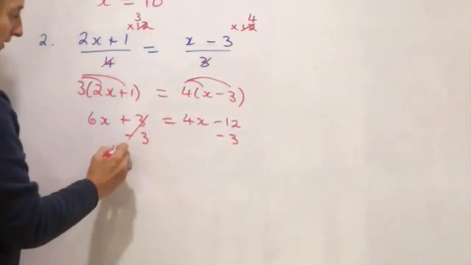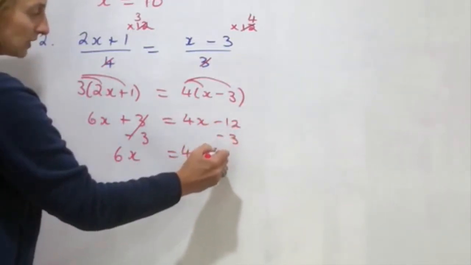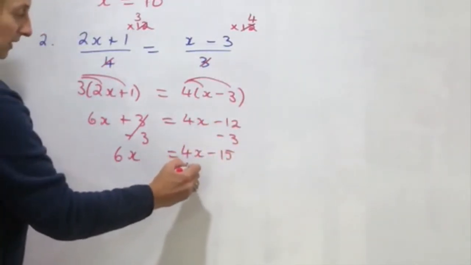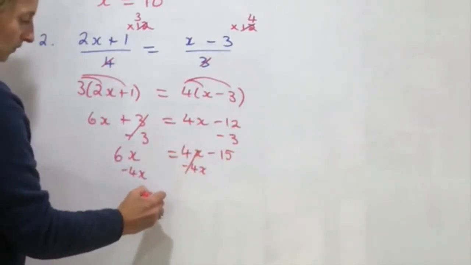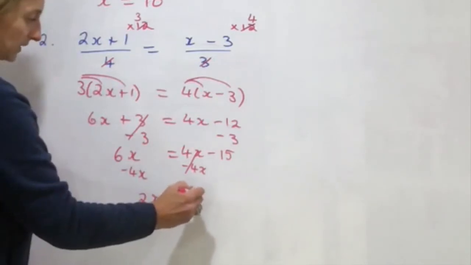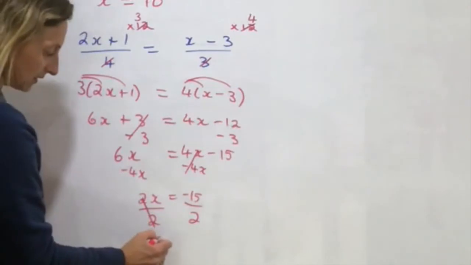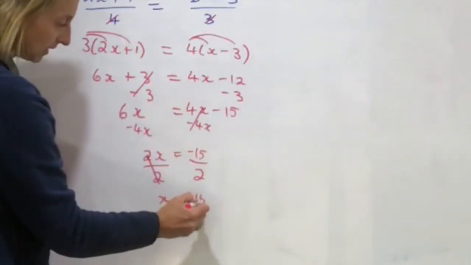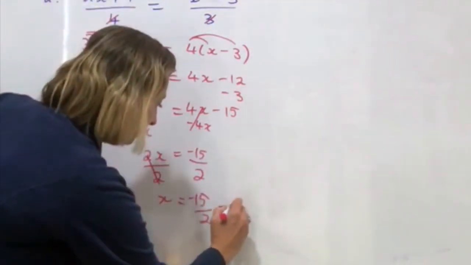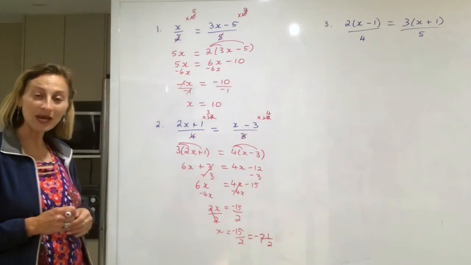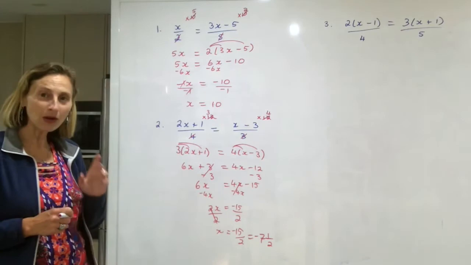Minus 3 from both sides. 6x equals 4x minus 12 minus 3 is minus 15. Minus 4x from both sides. 2x equals minus 15. And rule number 4, always divide last. Don't forget, if you've left your answer as minus 7.5, that's fine. How did you go? Have you got those two correct or almost correct? Almost correct is pretty good, considering this is really new. You'll get better with time.